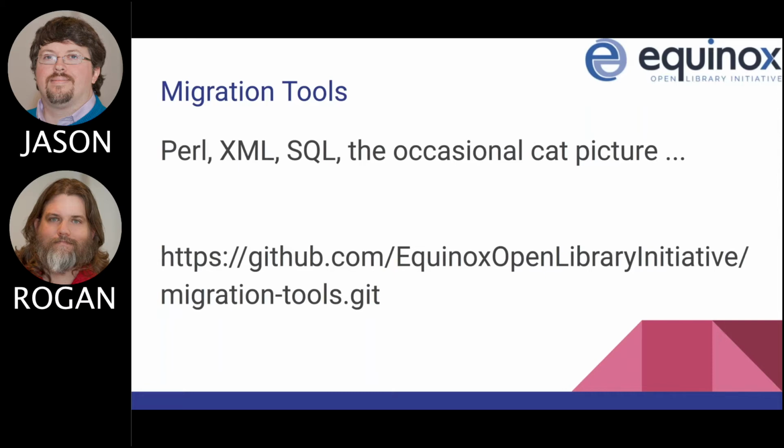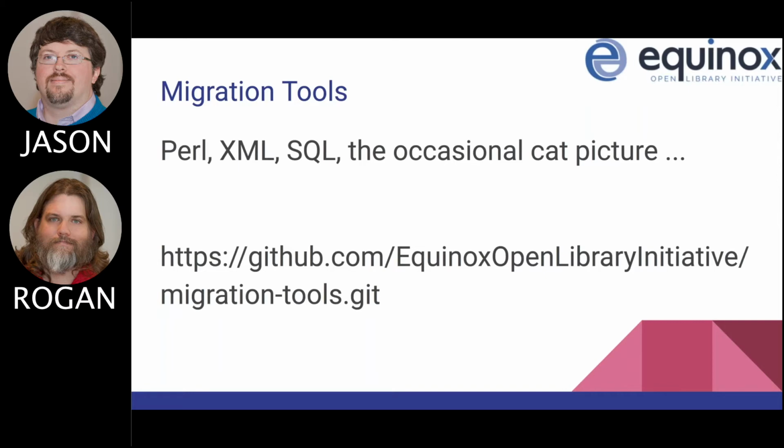And these live on GitHub. You have the address right there. It is under the Equinox Open Library Initiative organization, migrationtools.git. We track issues there. We take merge requests. You can find all the stuff we're going to talk about today there, as well as a whole bunch of other stuff.